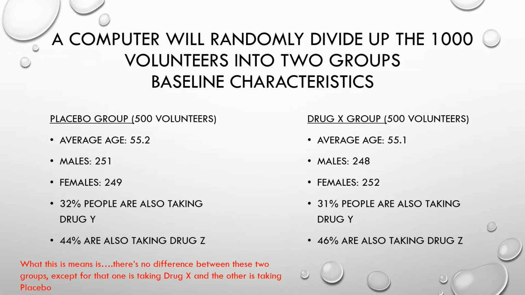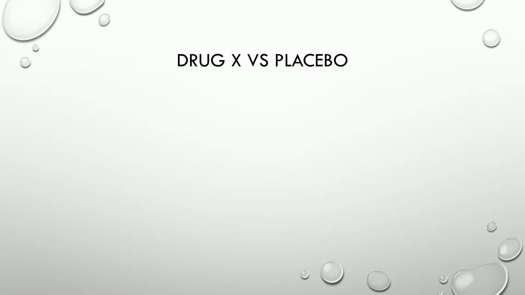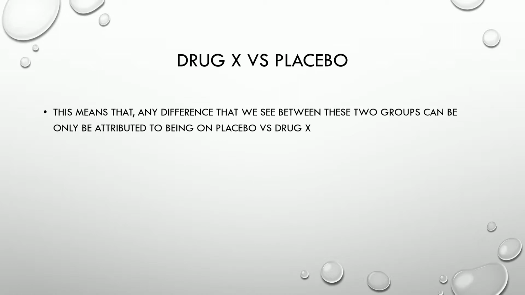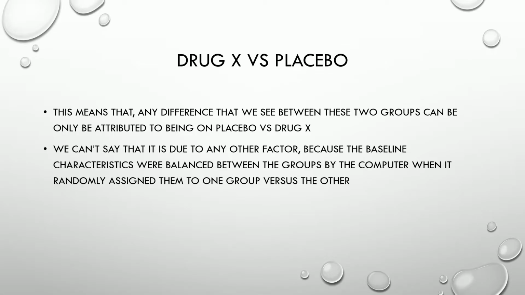What this means is that there's really no other difference between the two groups except that one is taking drug X and the other is taking placebo. Drug X versus placebo. This means that any difference that we see between these two groups can only be attributed to being on placebo versus drug X. We can't say that it is due to any other factor because the baseline characteristics were balanced between the groups by the computer when it randomly assigned them to one group versus the other.